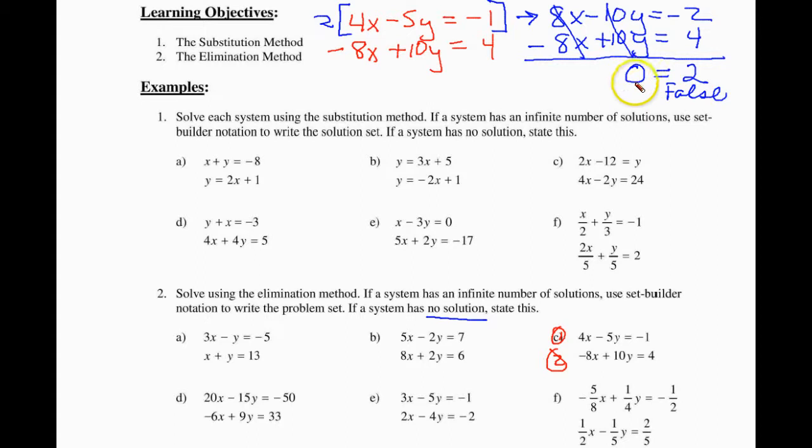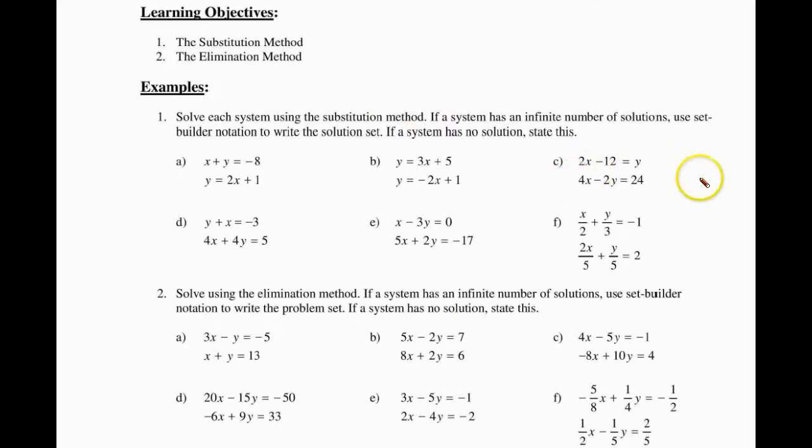If this ended up 2 equals 2, that would be true. That would be an infinite number of solutions, but that's not here. And if you ended up with y equals something, then you would get a coordinate pair. We don't have that here. Okay. Let's go on.